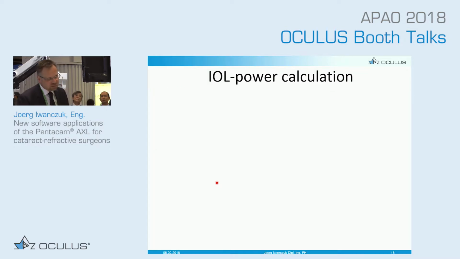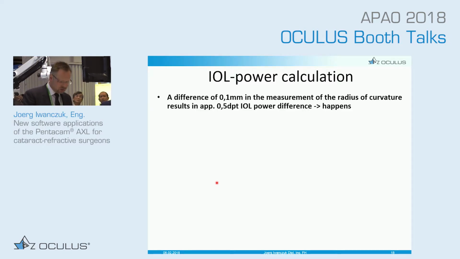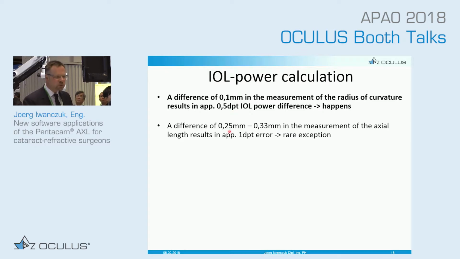What I want to highlight, because that's often overlooked, is which values really matter when we do IOL power calculation. And it is definitely curvature. If you have a difference of 0.1 millimeter, this ends up in approximately half a diopter error. So you would use another IOL, another power. Differences in the axial length of about 30 micron result in 0.1 diopter. This is negligible. This is pretty small.